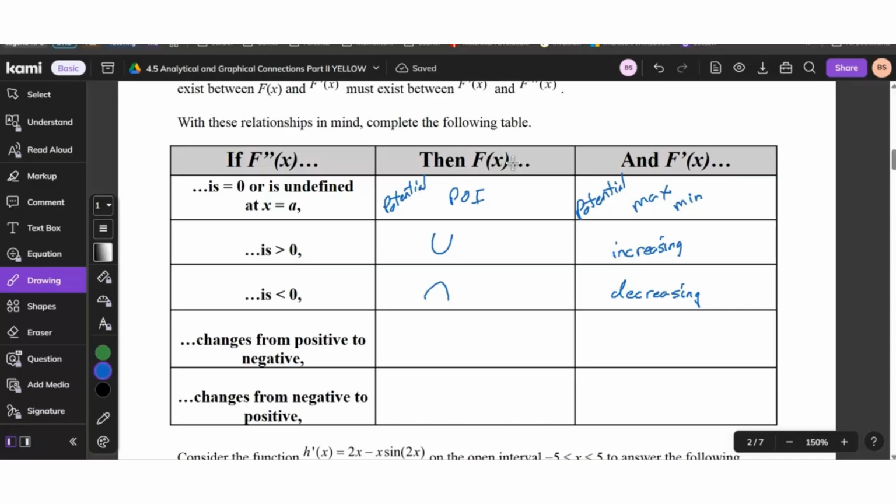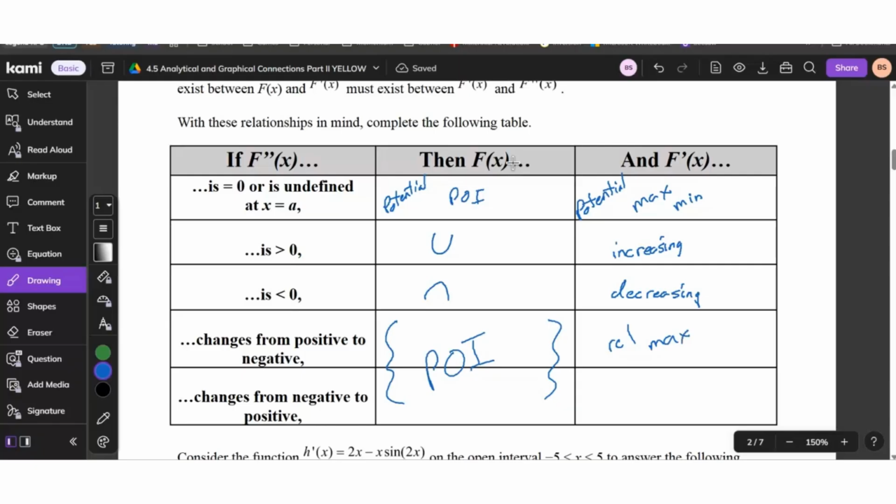Same relationship exists. If it changes from positive to negative, these two here are the same, and there is a point of inflection, right? Doesn't matter which way it changes. But it does matter which way it changes for the relative max or mins. So if it goes positive to negative, the first derivative has what?